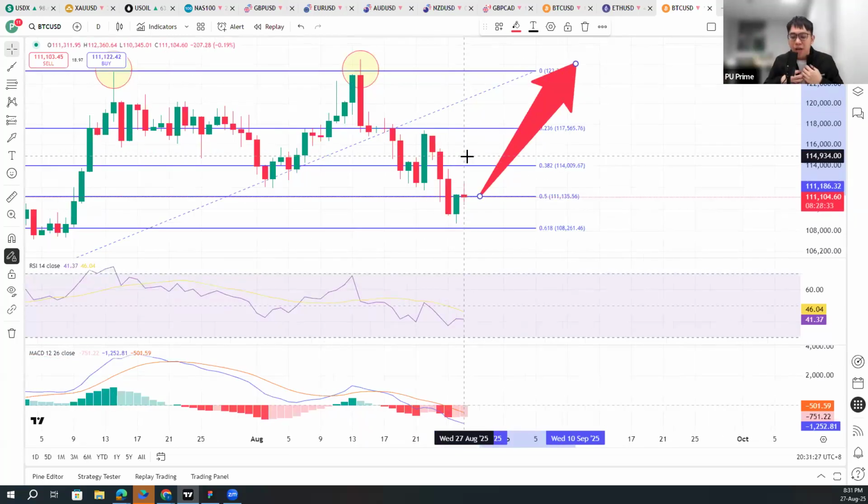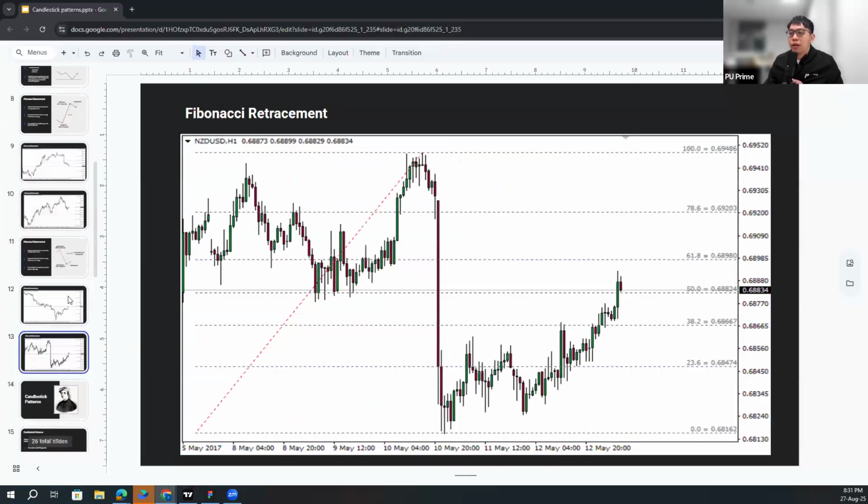Not 100% that I'm going to be right. Not 100% I'm telling you that I'm sure I'm going to make a lot of profit. But I'm just sharing with you how I use the Fibonacci retracement and how I trade accordingly with BTC with the latest trend. Okay. Now, moving up next, we'll go with candlesticks.